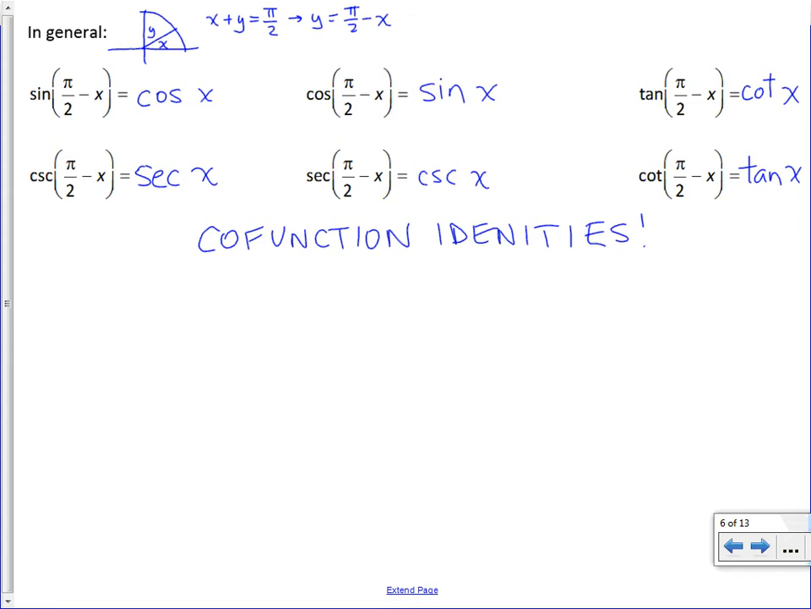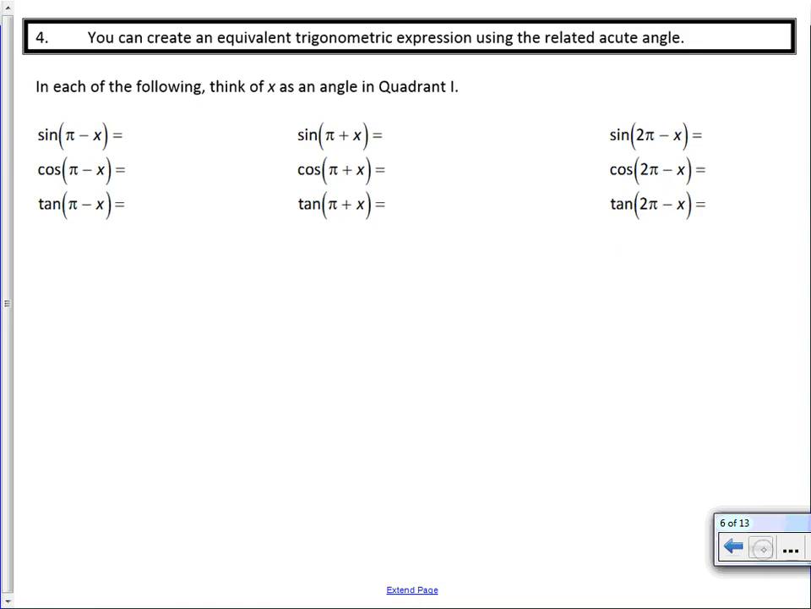Okay, and as you do the homework for this, you'll get a little bit more comfortable with this. Rule 4 is a rule that you've already had a little bit of a taste of. You can create an equivalent trigonometric expression using the related acute angle. There's one question on the test like this: using the related acute angle, write an expression in terms of the related acute angle. So the idea here is, think of x being an angle in quadrant 1.